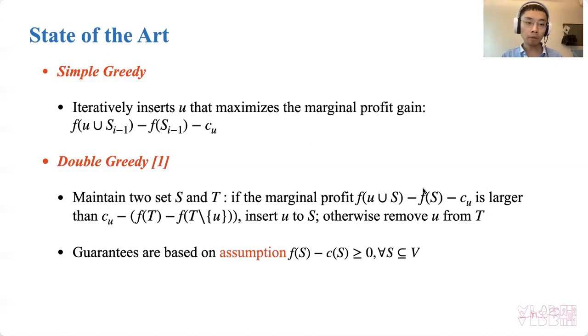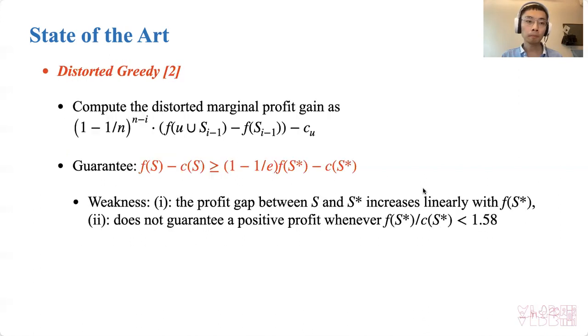impractical. For example, in real marketing, we usually have f(S) minus c(S) smaller than 0 when S equals the universe set V, as it's unprofitable to pay all social network users to be seeds. The last one is called distorted greedy, which computes the distorted marginal profit gain in each round and adds the element accordingly. Distorted greedy returns a set S satisfying f(S) minus c(S) greater than (1 minus 1/e) f(S*) minus c(S*). Here, S* is the optimal solution for the problem.